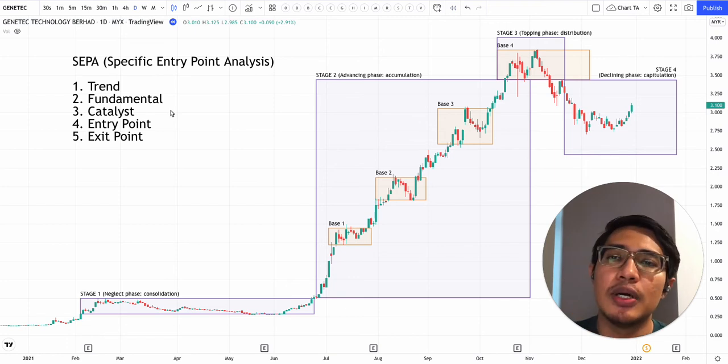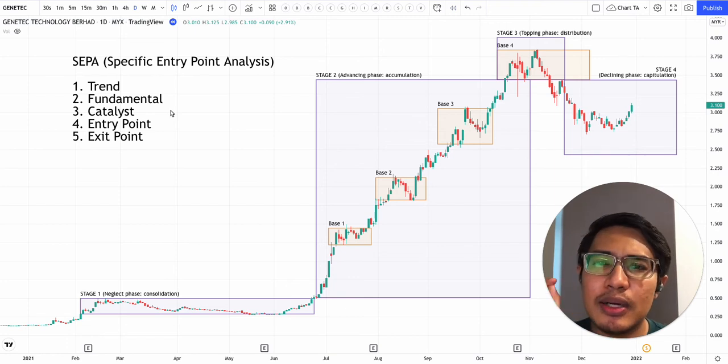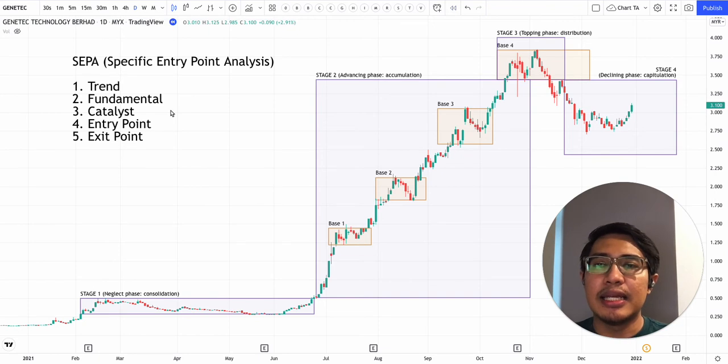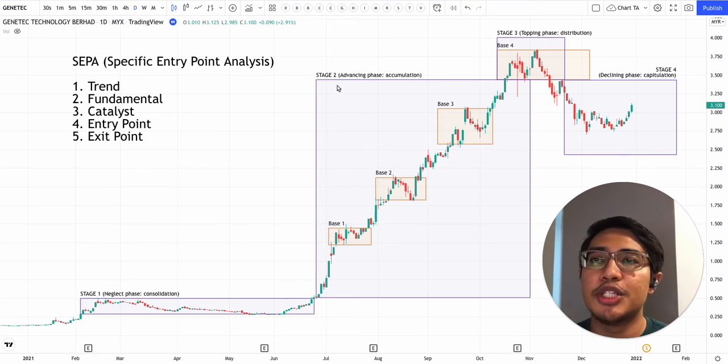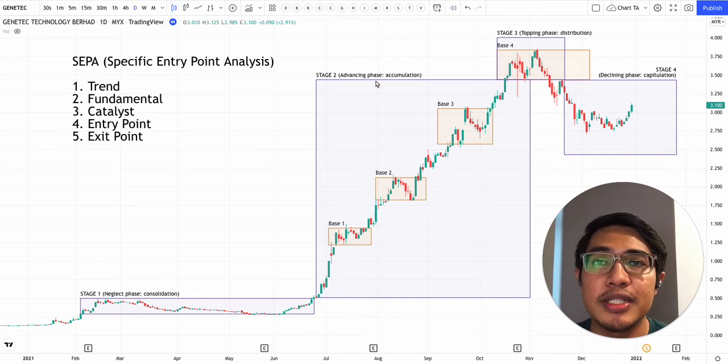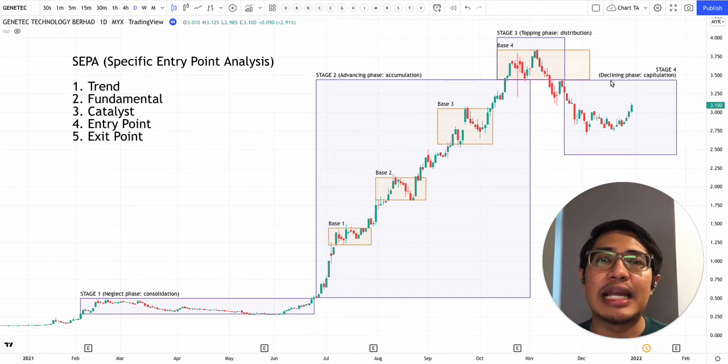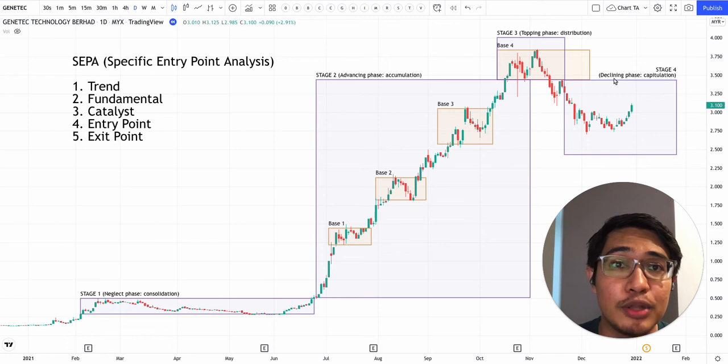Okay. So how Mark Minervini understands trend is basically he understands that in a primary trend, right? It's basically in a trend in a chart. Basically, there are four stages of trend, right? So we have stage one, which is the neglect phase and consolidation. Stage two, which is the advancing phase and accumulation. Stage three, which is the stopping phase and distribution. Stage four is the declining phase and capitulation, right?